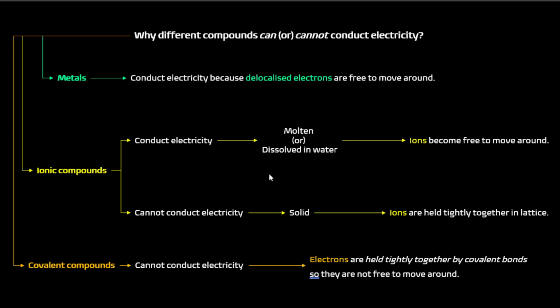So molten or dissolved in water is represented as, let's say, if we're talking about sodium chloride, sodium chloride aqueous, while sodium chloride solid would simply be solid. So sodium chloride solid won't be able to conduct electricity, while molten or dissolved sodium chloride in water would be able to conduct electricity because the ions become free to move around. Pause this video and make sure that you are absorbing information because a lot of questions do ask from here.